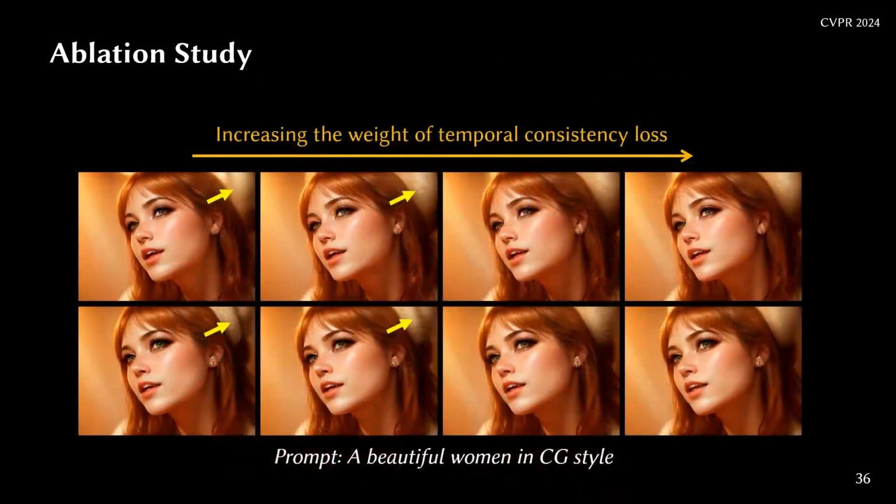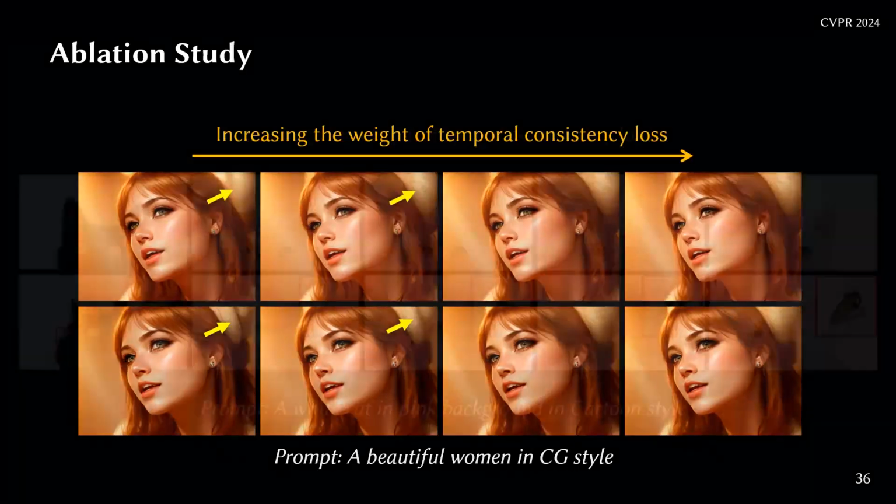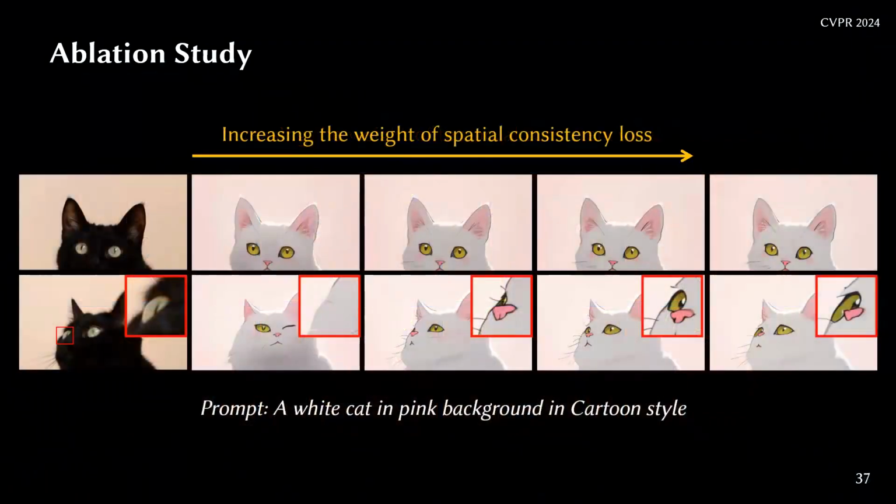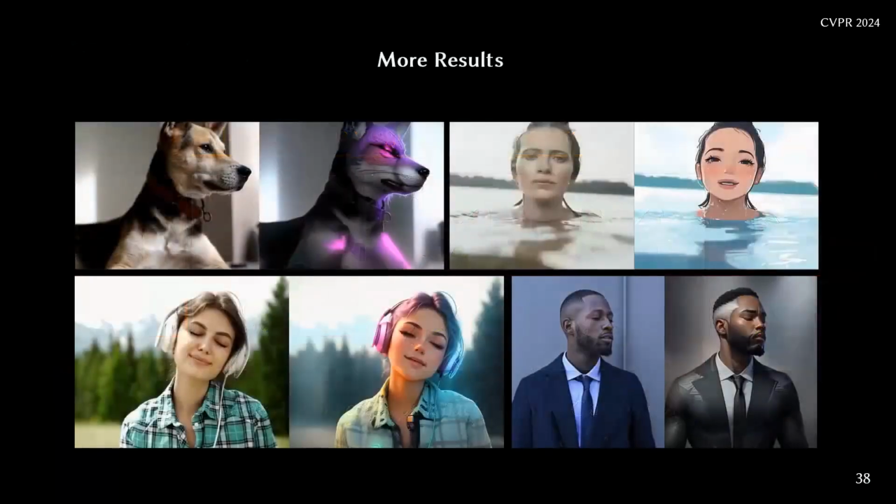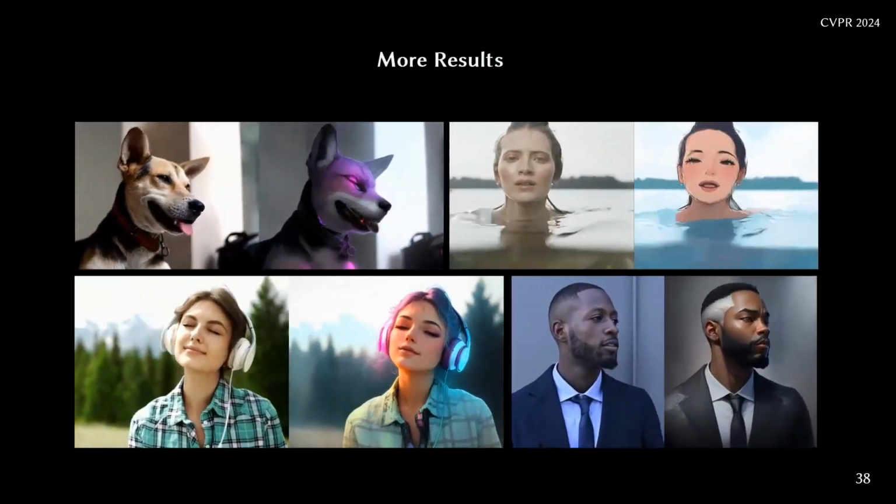By increasing the weight of temporal consistency loss, we can effectively enhance consistency between two transformed frames in the background region. By increasing the weight of spatial consistency loss, we can boost the pose consistency between the transformed cat and the original cat. Here are more results.